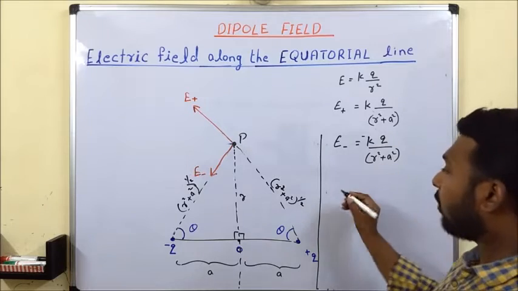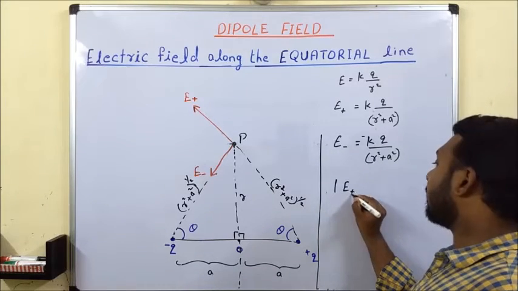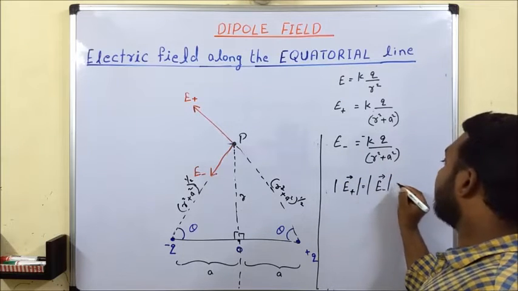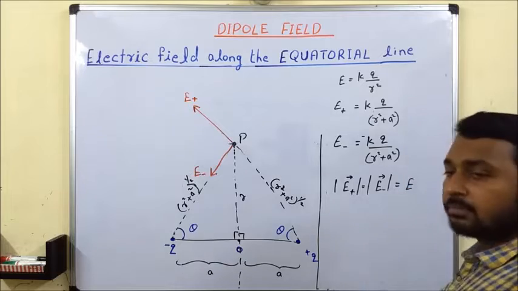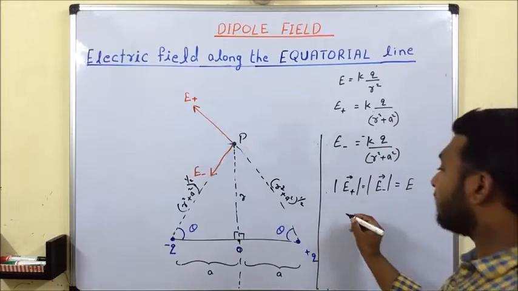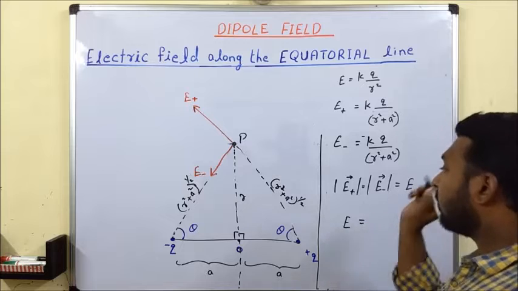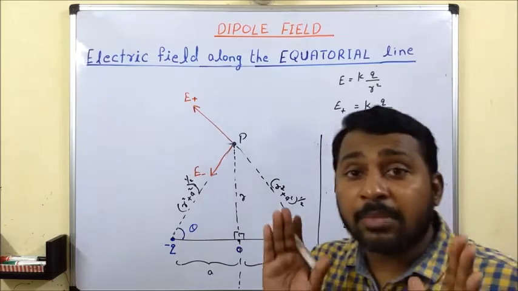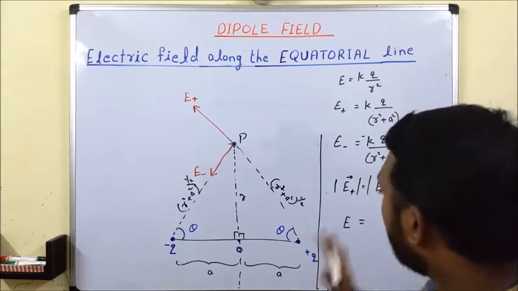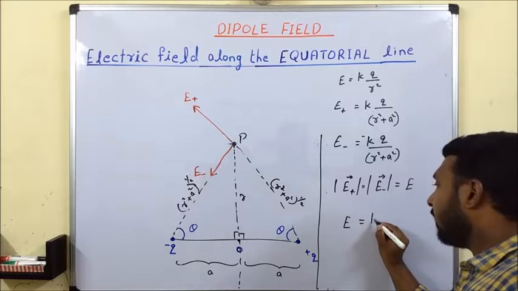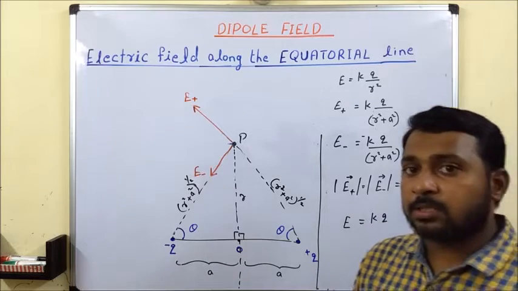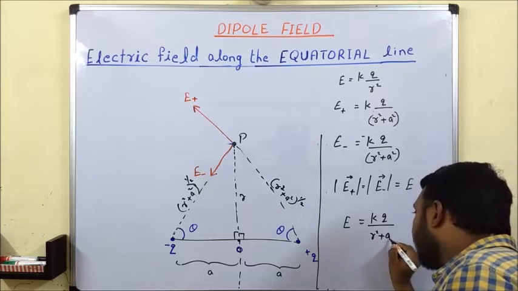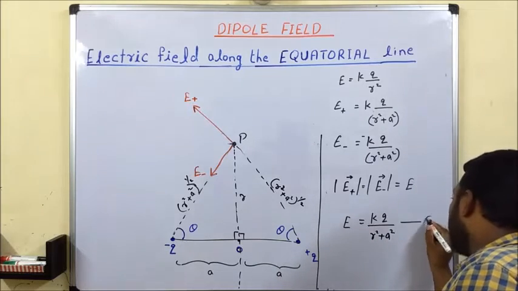And we have already seen that the magnitudes of E plus and E minus are equal. So let's consider it is E. What is the value of this E? This value of E will be equal to, see, I am not going to consider the direction, only the magnitude. So that will be KQ, no need to put plus or minus, KQ divided by R square plus A square. Equation number 2.